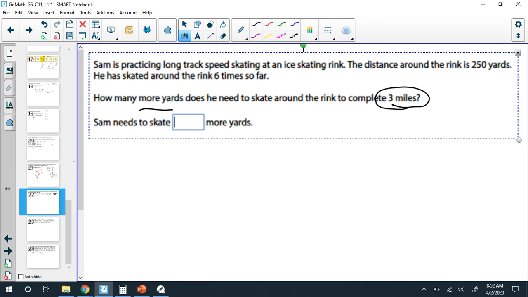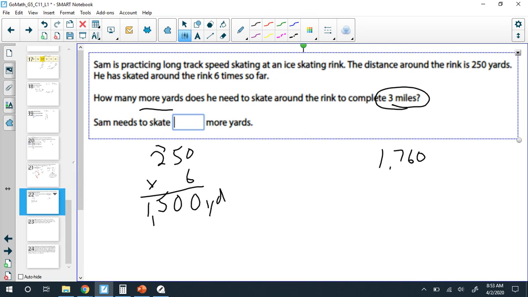Well, I want to find out how far he skated so far. So I need to take 250 and multiply that by 6. 6 times 0 is 0, that's 30. 12 plus 3 is 15. So far, he has skated 1,500 yards. Well, they want to know how many more yards to skate 3 miles. So I know that there are 1,760 yards in a mile. If I'm doing 3 miles, I need to multiply that by 3.